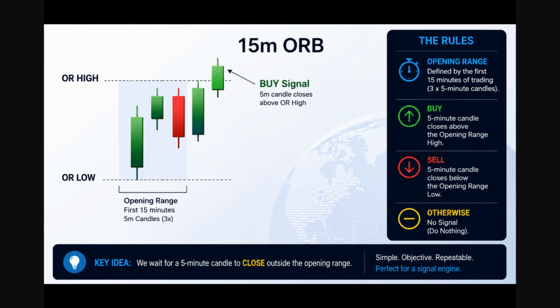The important word here is closes. We don't react to every price movement or every wick that briefly moves outside the range. We wait for a full 5-minute candle to close beyond the opening range. That gives us an objective and repeatable rule that our software can implement consistently. In this example, the 5th candle, representing the period from 20 minutes to 25 minutes after the open, is the first candle to close above the opening range high. At that moment, the signal engine generates its buy signal.